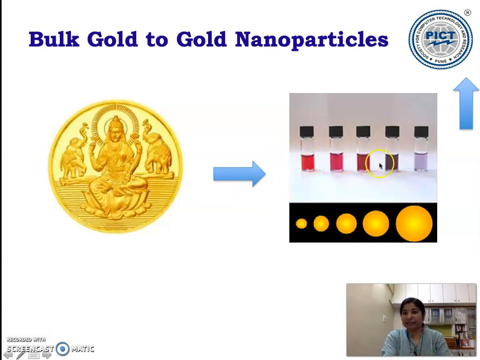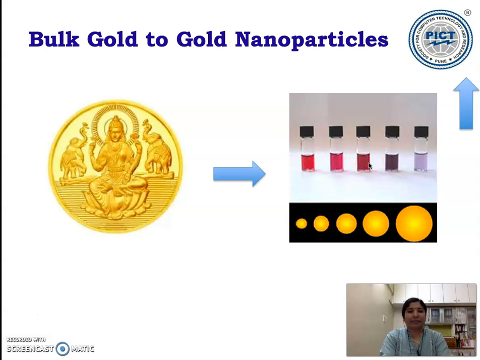So we can see that if we reduce the size of these gold particles, the color is changing. Even optically we can see that it's not yellow when the gold is at nanoscale. The gold nanoparticles can impart different colors even when added to other materials, like in window panes, where they show their own color. Even in the pregnancy kit, these gold nanoparticles are present for the test.